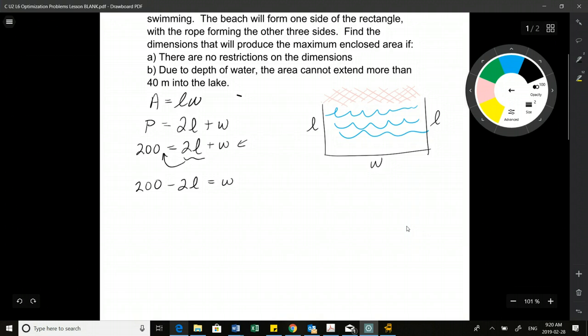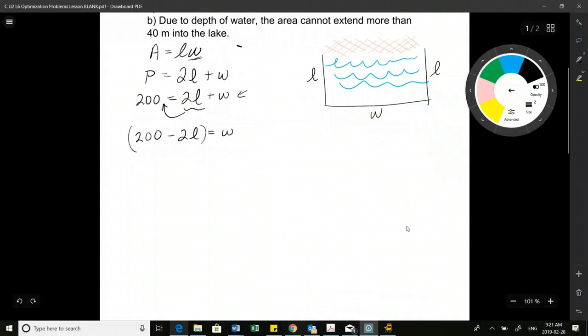Do you always plug into the formula you're trying to maximize? Yeah. So Aiden just asked, do we plug into the formula we're trying to maximize? And the answer would be yes. Okay? So this is usually just a supporting equation that helps us with maximizing or minimizing. So this right here is going in for the width of our area formula here. Okay, so we have the formula area equals length times 200 minus 2L. And just so it's easier for us to take the derivative here, we might just expand this out.